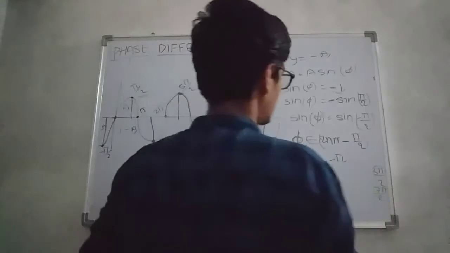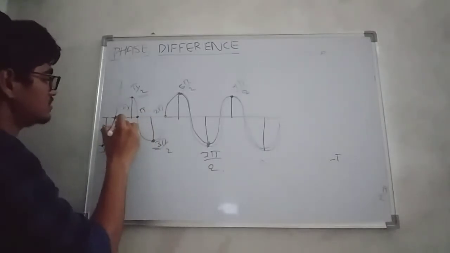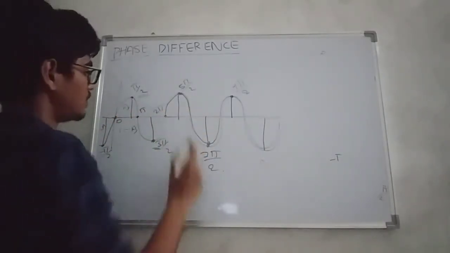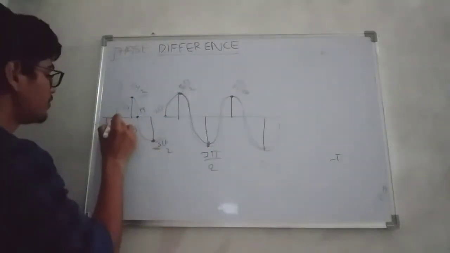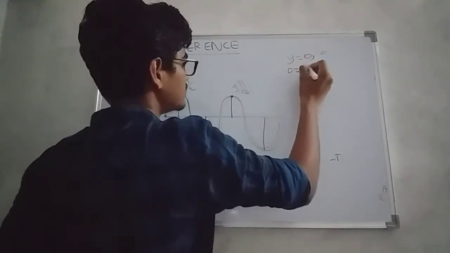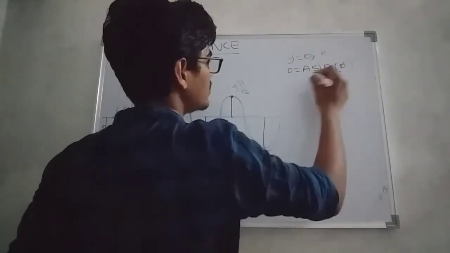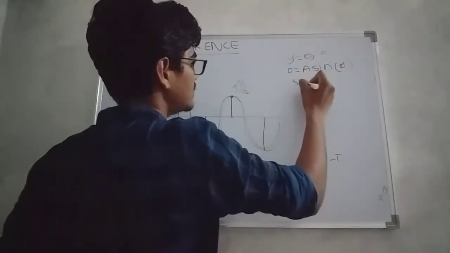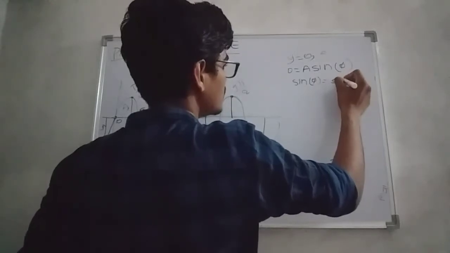Then I want to explain why the phase of these particles are 0, pi, 2 pi. Here the position of particle is 0. So we can write y equal to 0. So substituting y equal to 0 in the equation, we get 0 equal to a sin phi, and sin phi equal to sin pi.